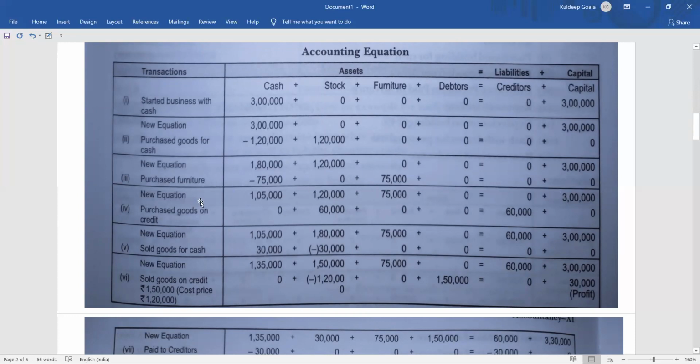So now the new equation will be cash 1,05,000, stock 1,20,000, furniture 75,000, no change in the debtor, and nothing to write in the creditor, and capital will be 3 lakh. If you want to check it, you can see that the total of the asset side will always be equal to the capital plus liability.